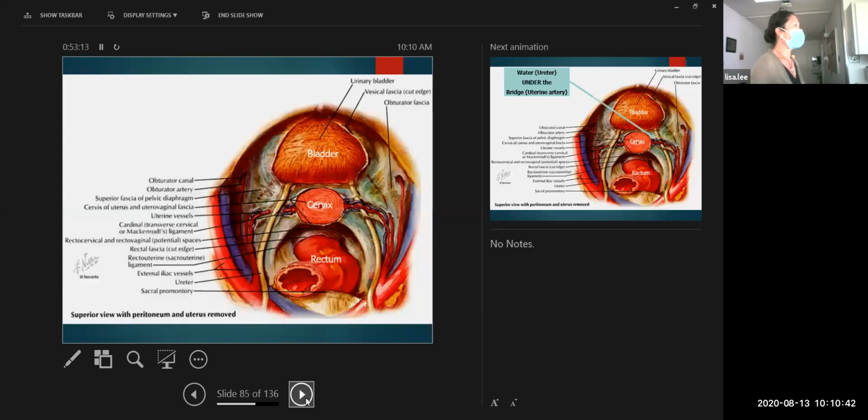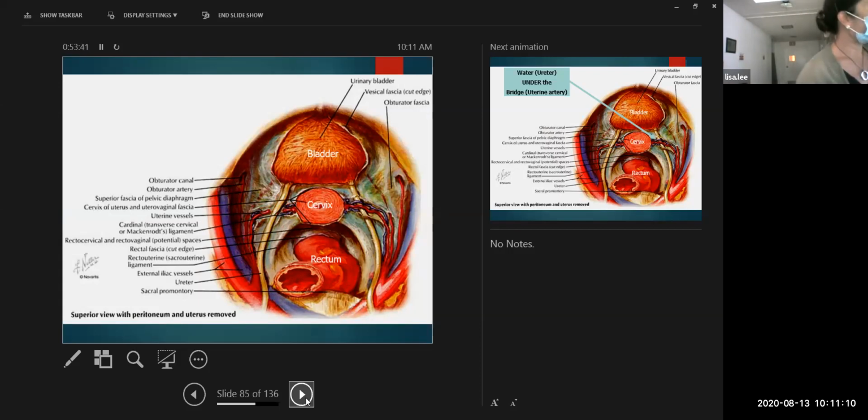All right, let's talk a little bit about the bladder and the ureter. The bladder is right there next to the cervix. So you can see when you're looking down into the pelvis that relationship between the bladder and the cervix and where the ureters go. Okay, so the ureters are right next to all of our organs.